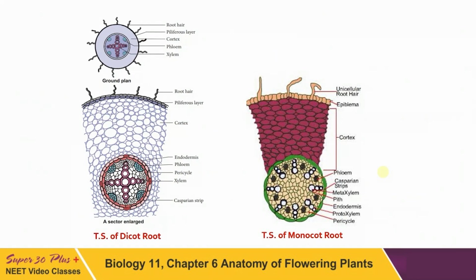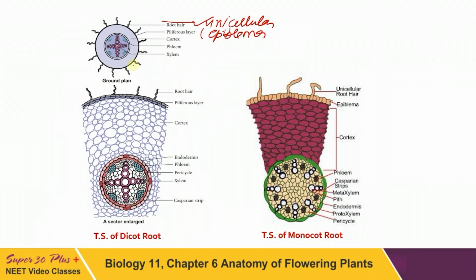Good diagram we have here. These are the unicellular root hairs. This is the piliferous layer, or root hair zone, also known as piliferous root. This is the cortex. You can see the diagram here. And this one is the endodermis. Below the endodermis there is the pericycle, and these are the xylem. This one is the phloem. You can see this outline sketch, ground plan.